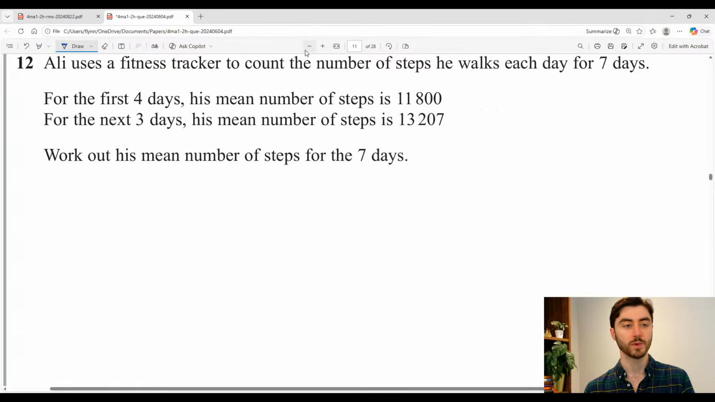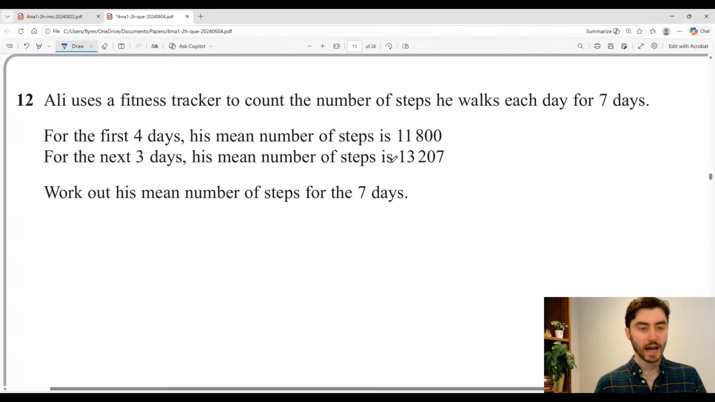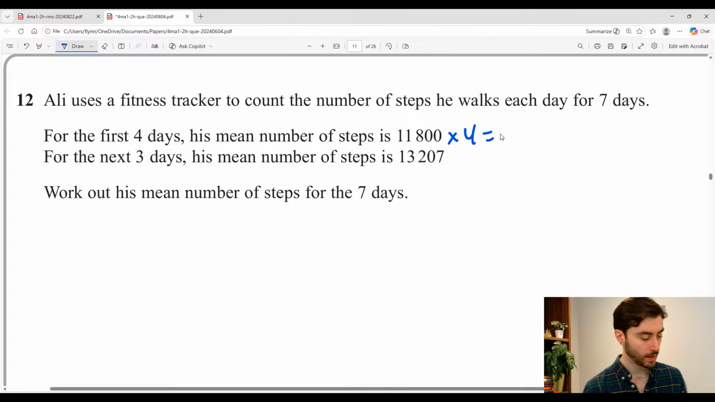So now, question 12. Ali uses a fitness tracker to count the number of steps he walks each day for 7 days. We have the first. Now, a mean is the sum over the total number. So for 4 days, if the mean is that, the total number over those 4 days is that times 4. So 11,800 times 4 gives me a total of 47,200 steps for those first 4 days.